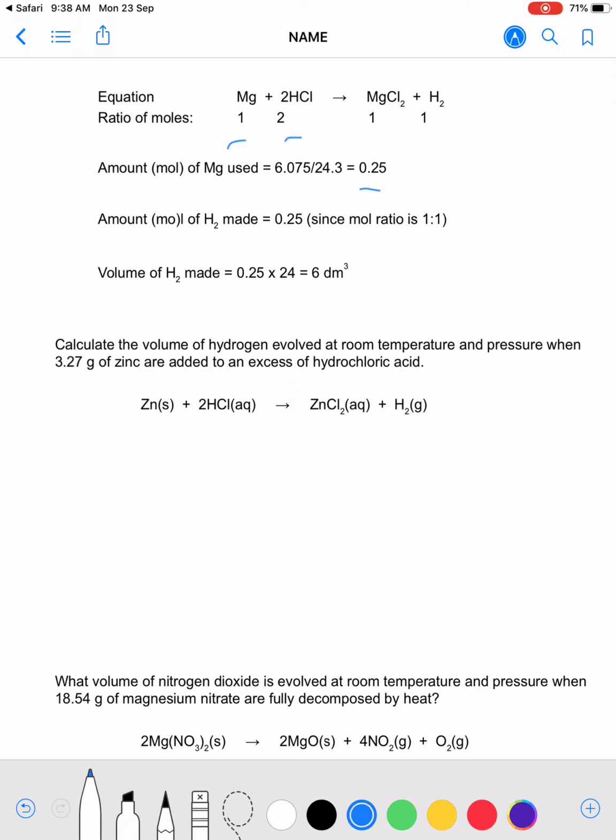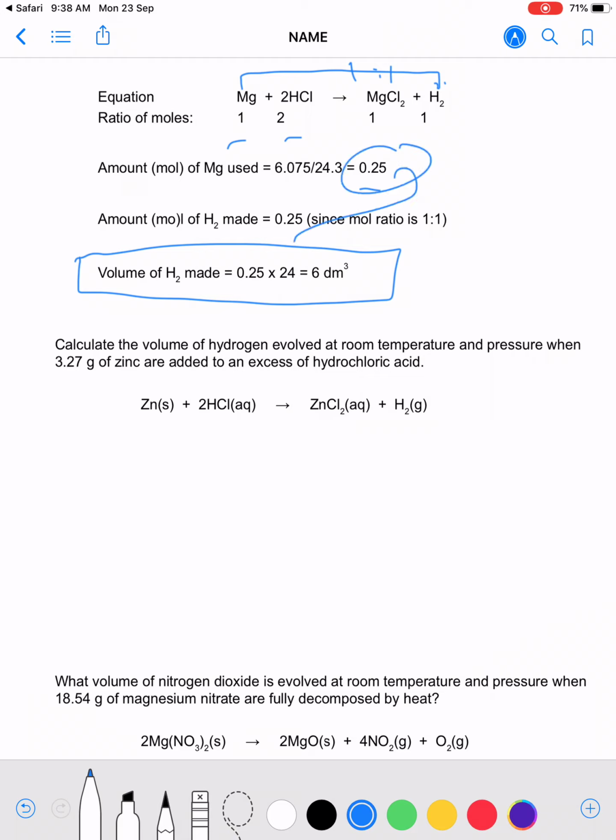That's 0.25 moles. The amount, moles, of hydrogen is also 0.25 because it's a 1 to 1 reacting ratio. So for the volume of hydrogen made, we're using our molar volume of a gas, which is 24, times the number of moles of magnesium, which equals the number of moles of hydrogen. So it's 0.25 times 24, which equals 6 decimeters cubed.